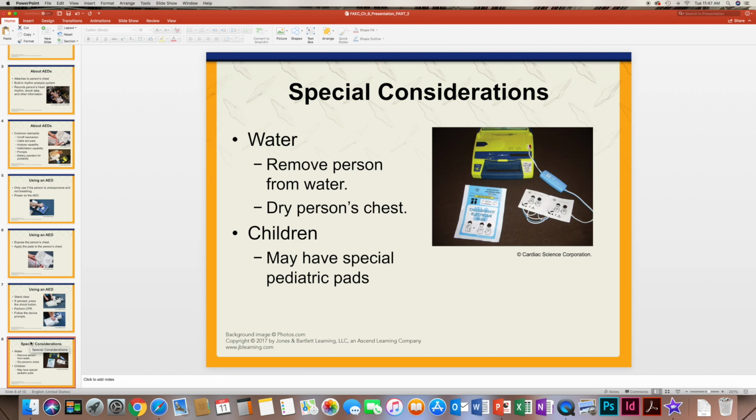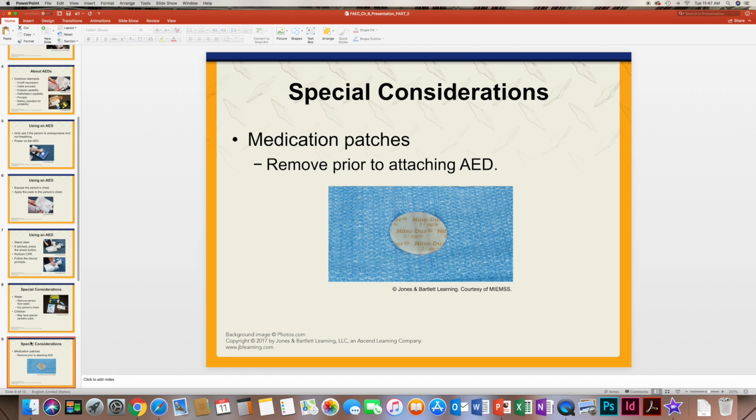Some special considerations to think of. Water. If a person is in the water, you want to remove them. Dry the person's chest before putting the pads on. And there may be special pediatric pads for children available, as the size of their chest is much smaller.